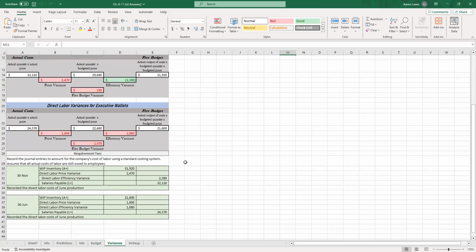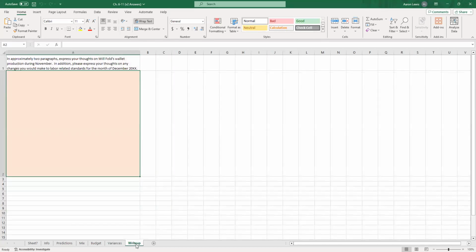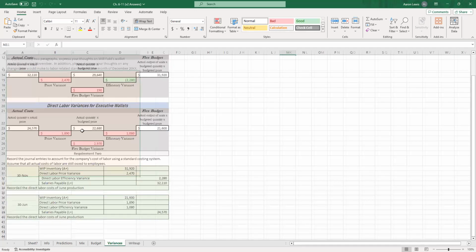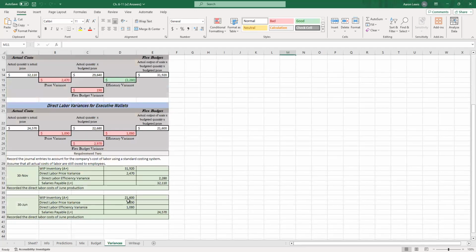It could be anything. So in the write-up, discuss whatever you feel from looking at your variances. Talk about how you made the prediction. Do you think that's the best way? Why these variances could be caused, and what you could do to rectify this so that next period, we don't have these variances. Things are closer in actual results to our prediction.